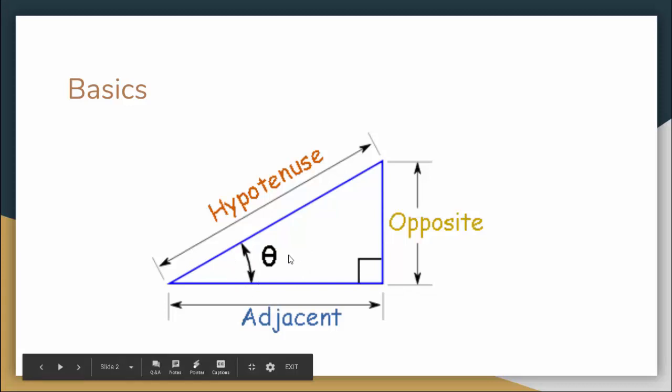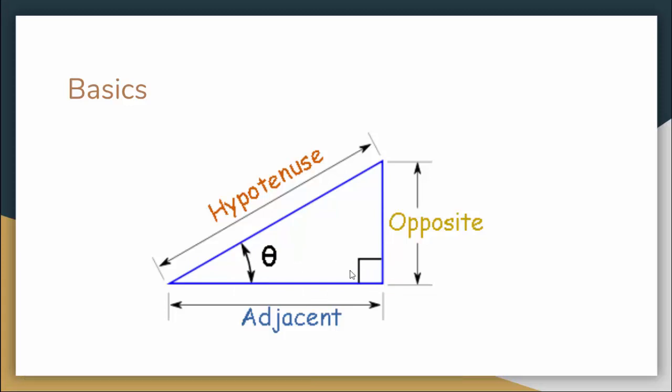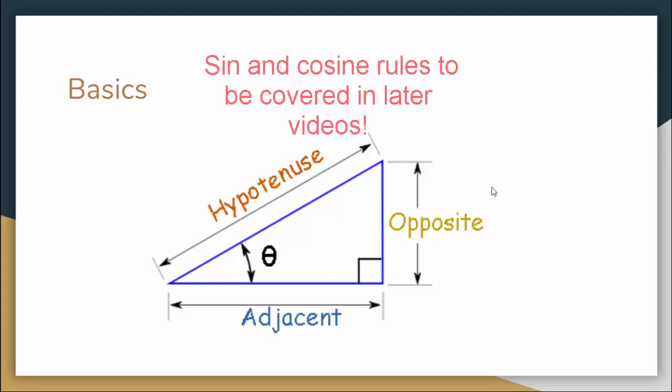So what you need to know is that Pythagoras only works with right angle triangles. So you can't do it with non-right angle triangles because you need to use the sine or cosine rule, which I'll be covering later on.